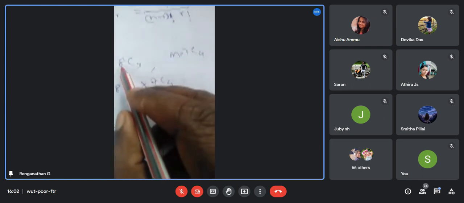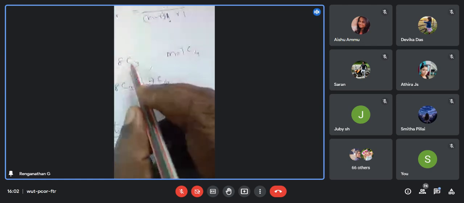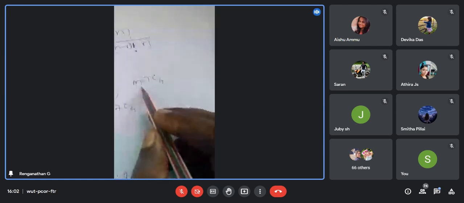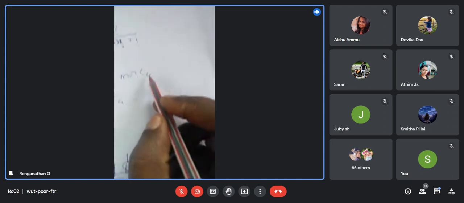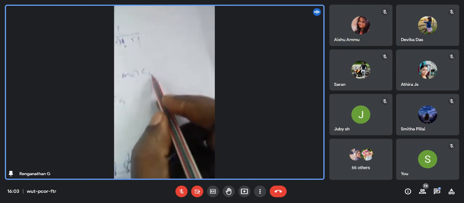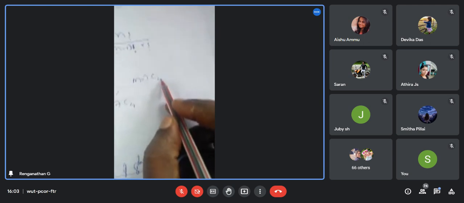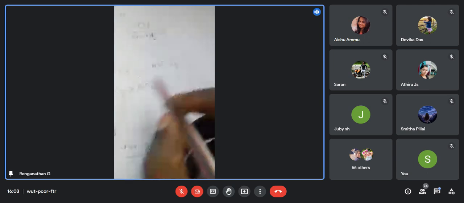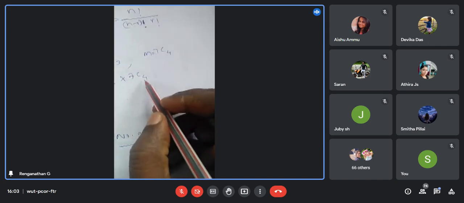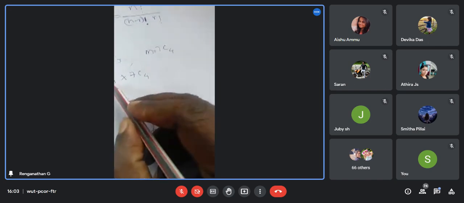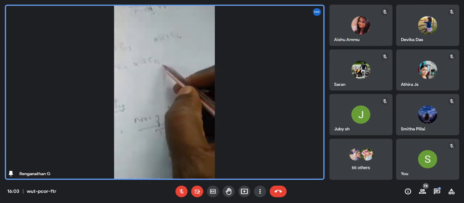So the first term is 8C3. Then similarly, in the case of men, 7 is the total number of objects and we have to select 4 out of them. So 7C4. Okay. So the combination value is 8C3 into 7C4.